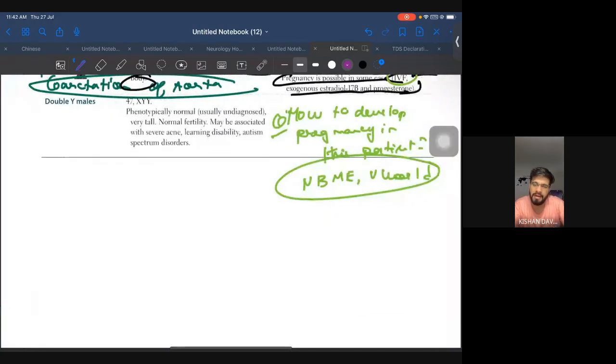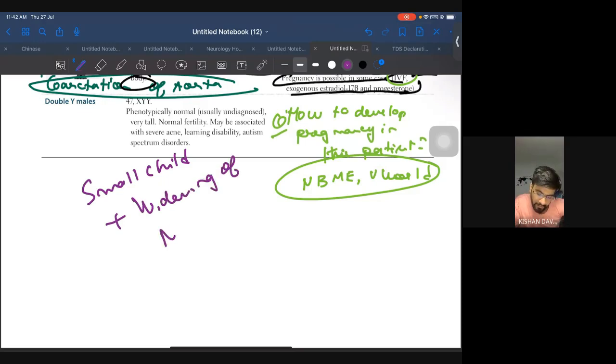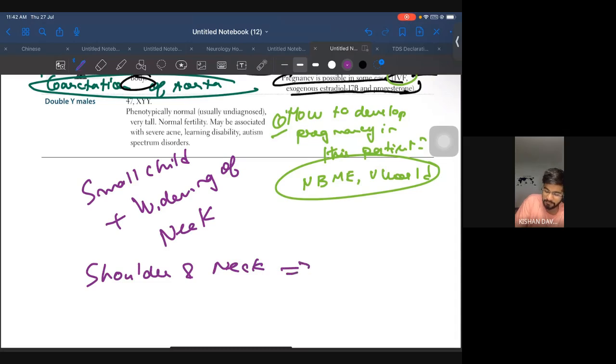The most common way UWorld and NBME have presented Turner syndrome is they will give a small child, and you have to see the widening of neck. There will be widening of the neck, so you will not see a difference between shoulder and neck. The small child is mostly a girl, and that image is common everywhere. The neck will be directly joining into the shoulder.